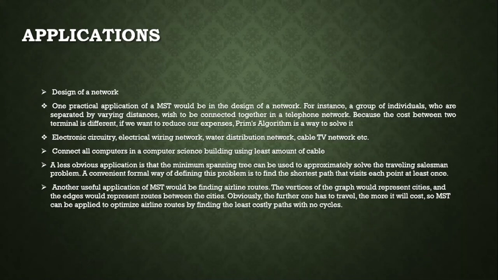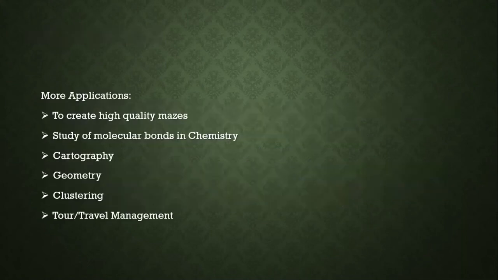There are more applications. We can use the MST algorithm to create high quality images, in the study of molecular bonds in chemistry, and in cartography. Cartography means drawing a map, to sketch a map where we can find the minimum route. Then we can also use it in geometry, and also in clustering and route or travel management.